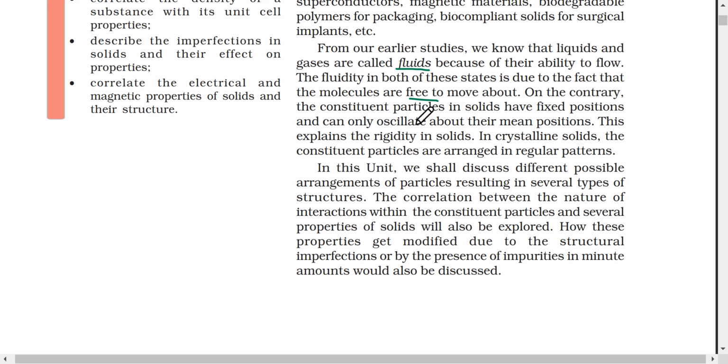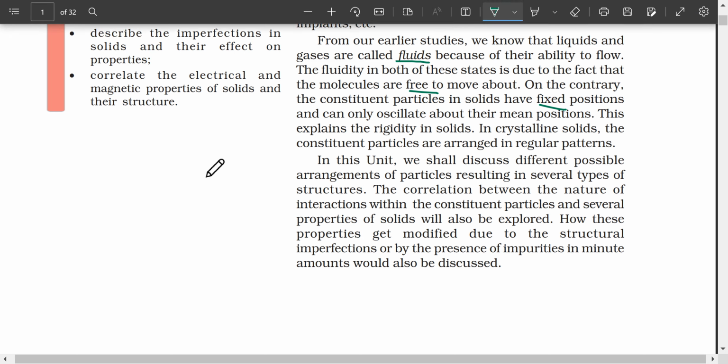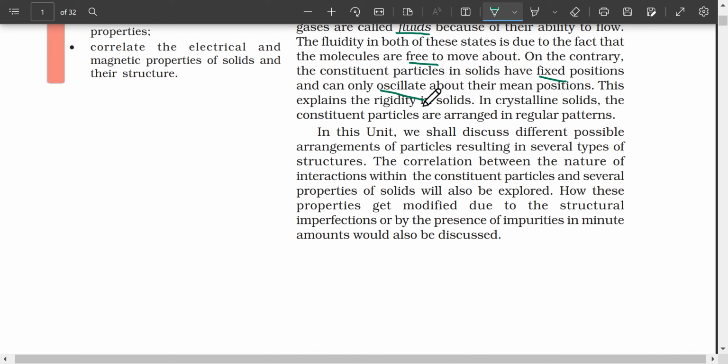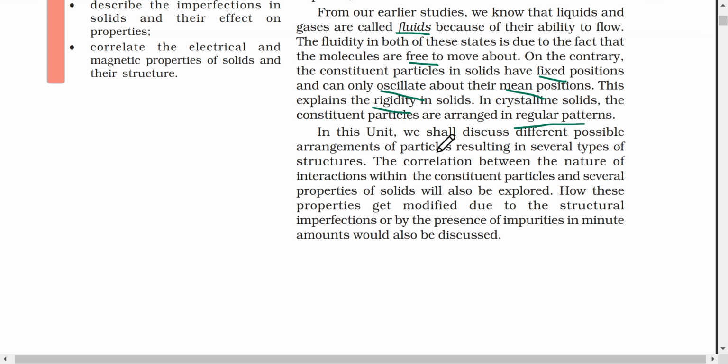On the contrary, the constituent particles in solids have fixed positions and can only oscillate about their mean positions. This explains the rigidity in solids. In crystalline solids, the constituent particles are arranged in regular patterns. We always hear the term crystalline. Crystalline basically means something that has been put together in a certain, regular pattern.